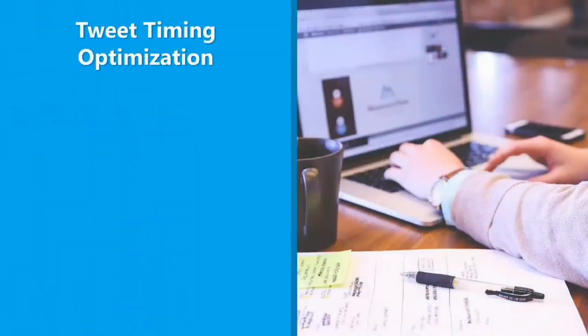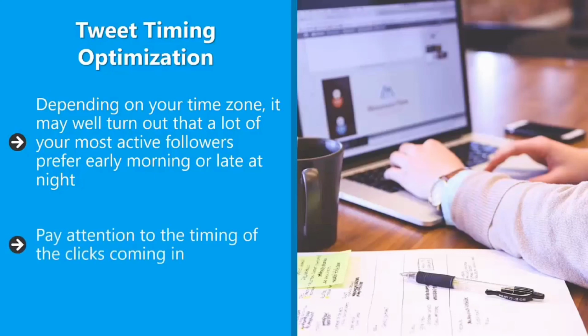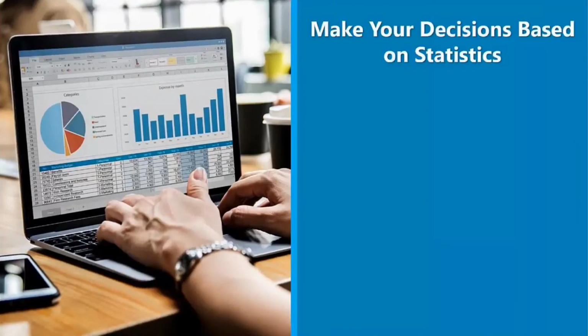Tweet timing optimization. Depending on your time zone, it may well turn out that a lot of your most active followers prefer early morning or late at night. Pay attention to your statistics. Maybe you're using Google Analytics. Maybe you're using StatCounter. It really doesn't matter. Pay attention to the time of the clicks coming in. You see a pattern. If you do, use your tweet scheduling software to mirror the most active times or the most popular time frame of your content. This is the time range where most people click on your links on Twitter. Make your decisions based on statistics.